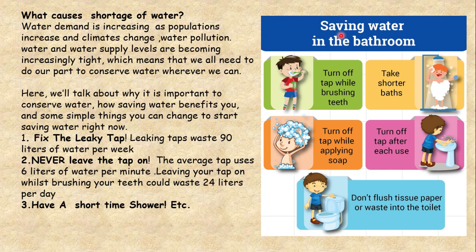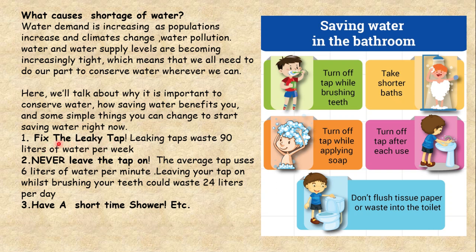There are some simple things we can do on an individual level, like saving water in our bathroom: turn off the tap while brushing teeth, take shorter baths, turn off the tap while applying soap, turn off the tap after each use, and don't flush tissue paper or other solid waste into the toilets because it wastes a lot of water. So these are the steps we can take to save water.